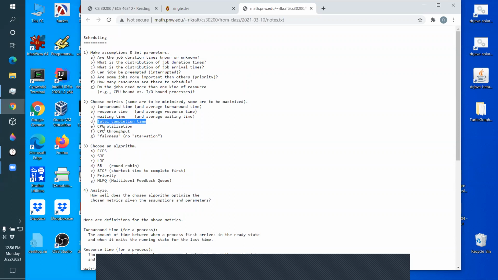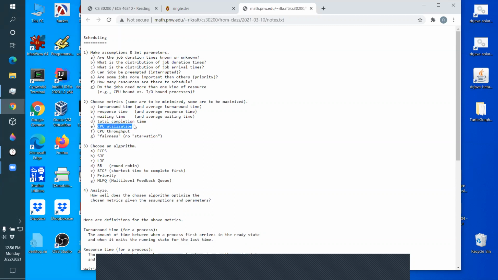CPU utilization is very specific to computers. We'll see later, but when we have more than one resource, like we have both IO and CPU, we could end up having nobody running on the CPU for some reason while things are waiting for IO. So we might not be utilizing the CPU at some point, which is not a good idea. We would like to make sure that we always utilize the CPU.